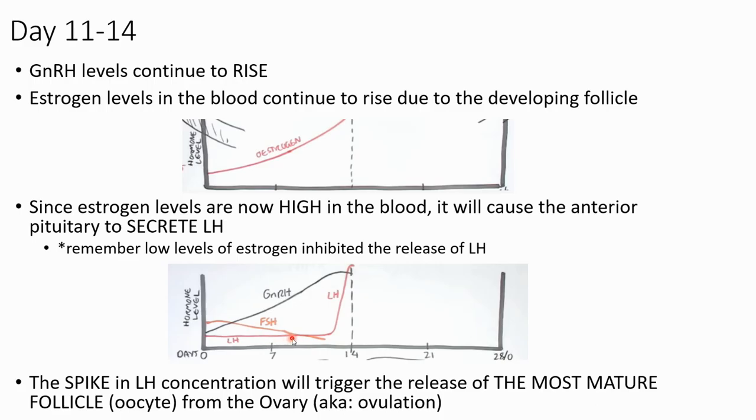And then with the increased presence of estrogen and the high levels of gonadotropin releasing hormone, all of a sudden that luteinizing hormone is going to be released from the anterior pituitary, and the levels are going to skyrocket. It's going to cause them to spike. Luteinizing hormone is going to trigger the release of the most mature follicle, known as an oocyte or an egg, from the ovary. So that is what triggers ovulation on day 14, that spike in luteinizing hormone.